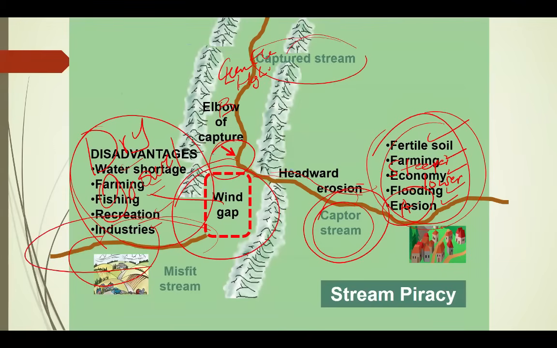Now, what is going to happen to this river? The river is going to have more water. The river will rejuvenate because it is going to regain more energy. The river can cause a lot of flooding. The river is going to have more vertical erosion. The deposition will decrease because now the river has more energy for erosion.